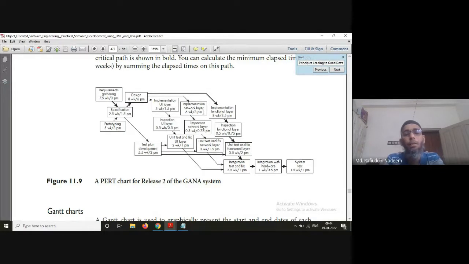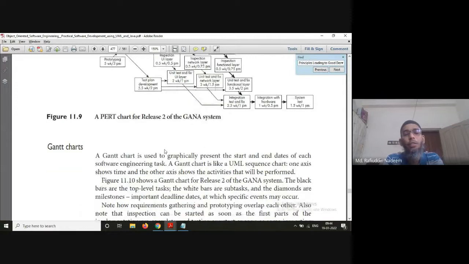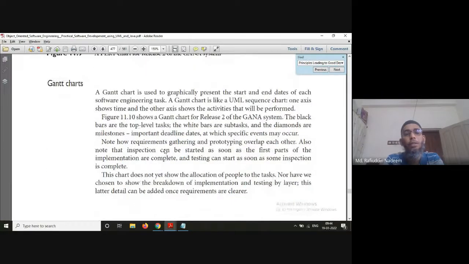Okay, the next type of chart which is also used for scheduling purposes is the Gantt chart. In this Gantt chart, it is again a graphical representation which specifies the start date and end date of each software engineering task. Whatever task you are supposed to perform, you specify the beginning date and the ending date of each software engineering task.